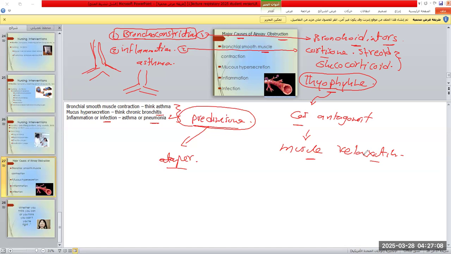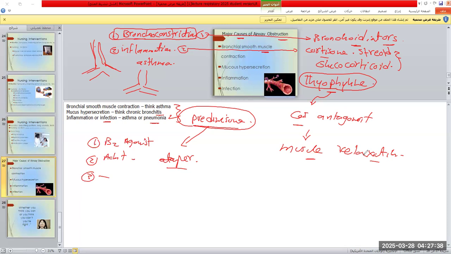Yeah, we studied it. It was the last one. You remember that we studied beta 2 agonists, and the next thing was anticholinergics, and the third one was theophylline or methylxanthine. These are the drugs used as bronchodilators.